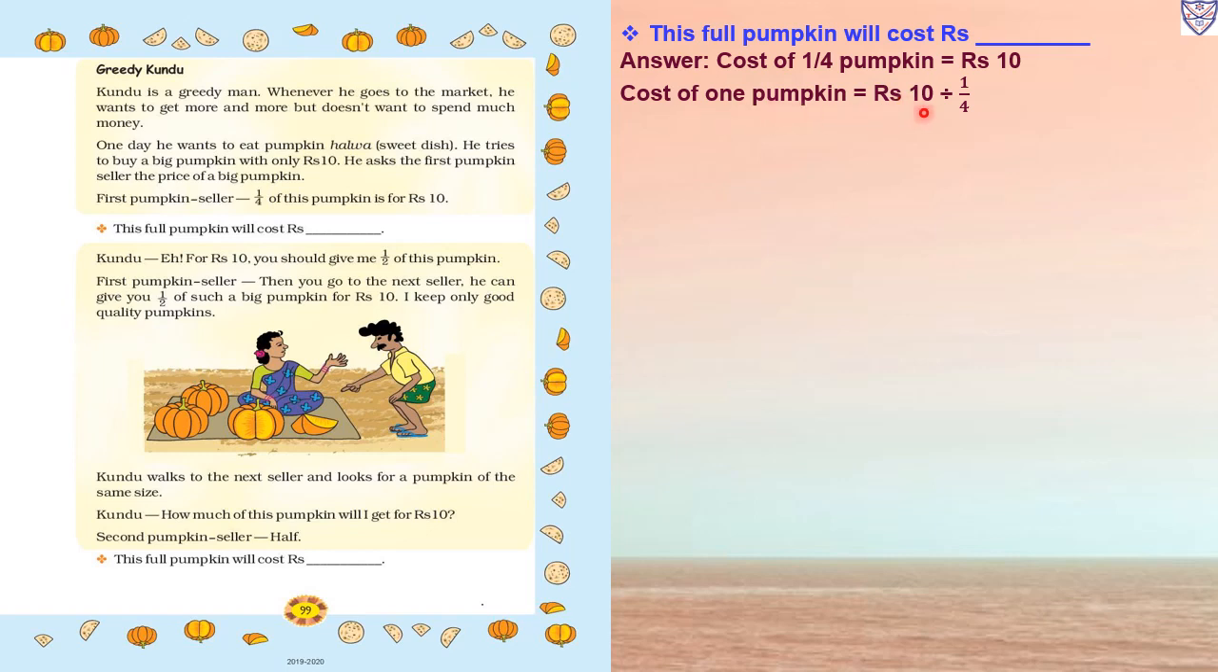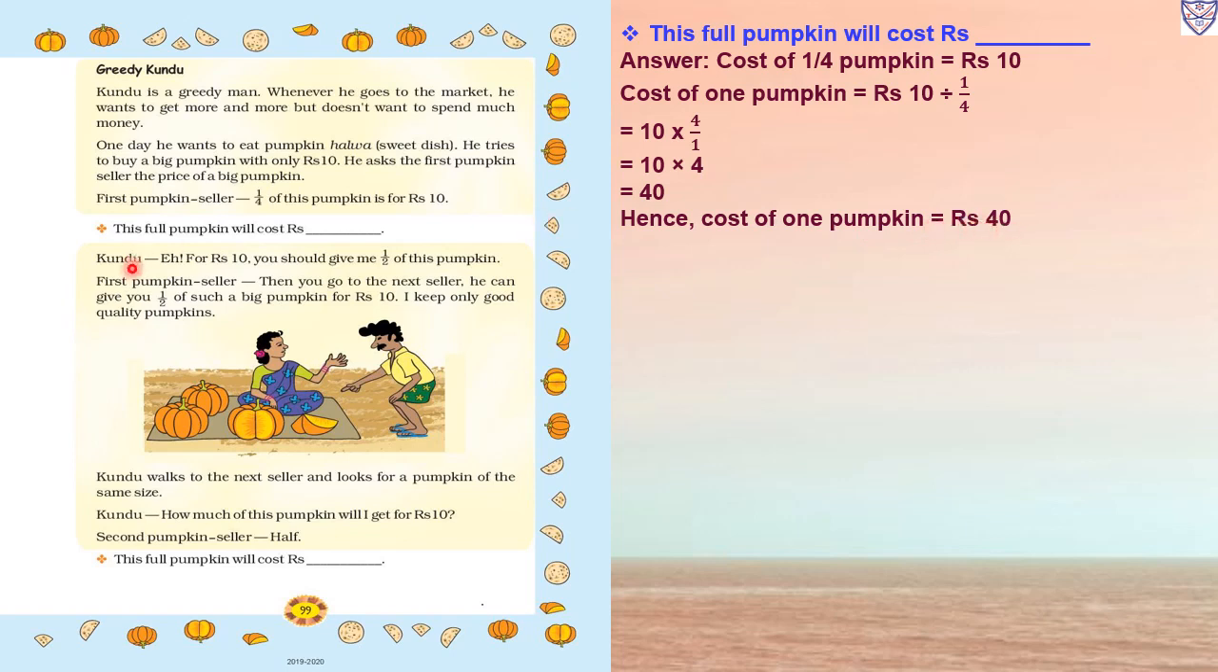So what we will do: 10 divided by 1 upon 4. When division is there, we have to make it into multiplication. For that, the denominator will change into numerator and numerator will change into denominator, means 1 upon 4 becomes the reciprocal, 4 upon 1. Now we will multiply 10 multiplied by 4. So 10 fours are 40, and the cost of one pumpkin is equal to rupees 40.